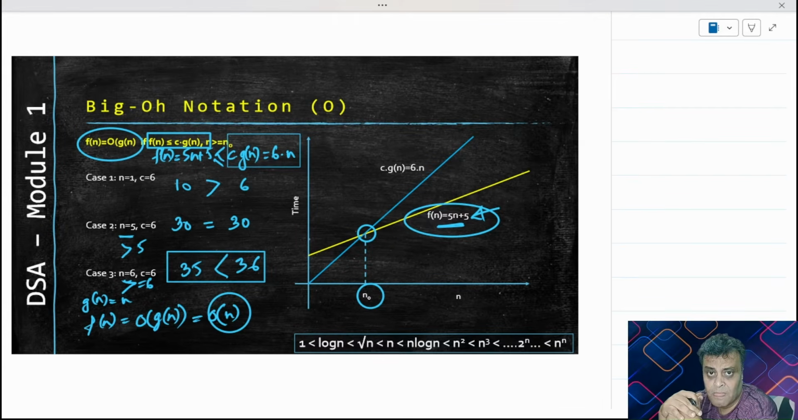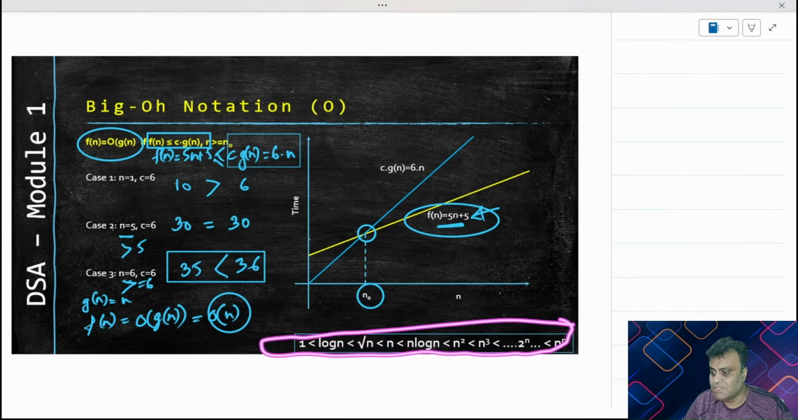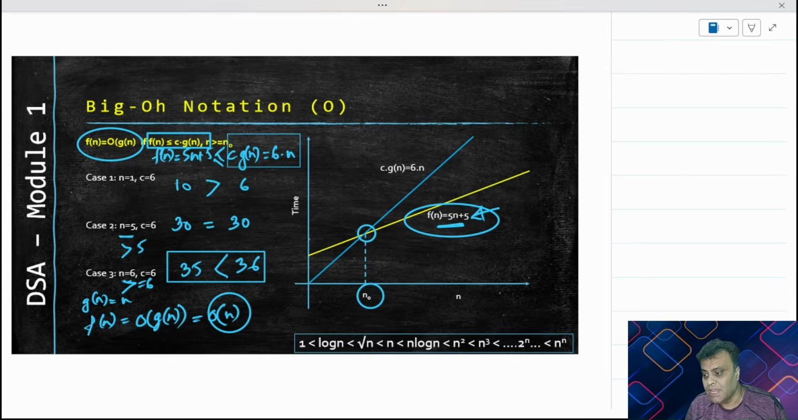If you see on the bottom part of the screen, and this is very important, these are your conventional complexity classes arranged in order from the lowest to the highest. Now we are talking that our big O has come to this. Now can I say that I will have something which can exceed Fn, which is of the order of n cube?